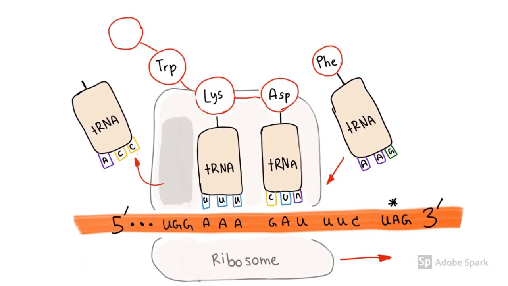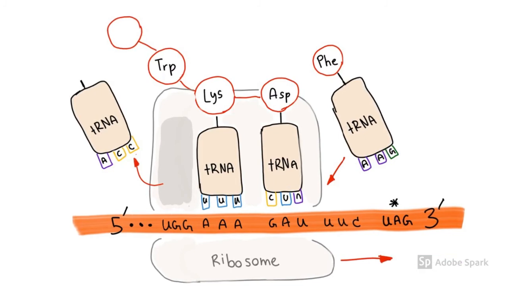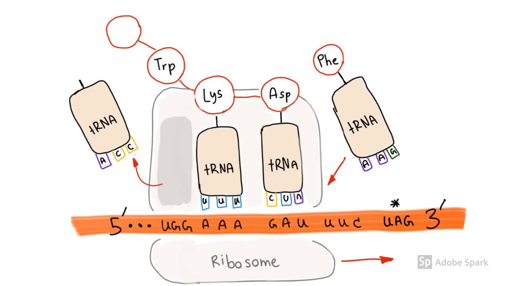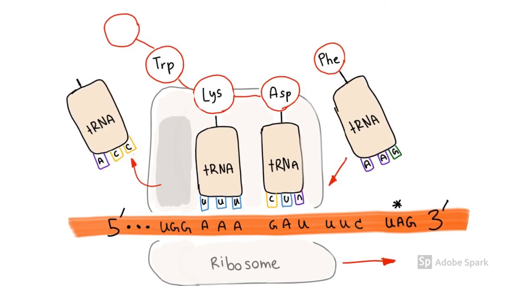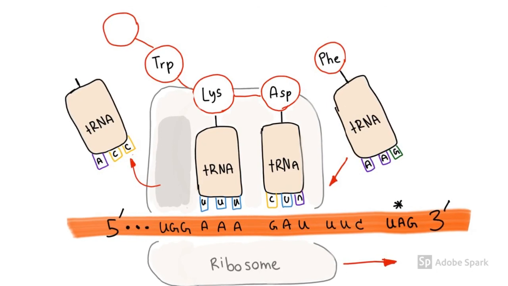This figure shows the whole process of translation. First, tRNA will bind to the start codon, and translation will start from 5' to 3', and it will stop when it sees the stop codon. tRNA will read the code from mRNA and bring the amino acids together to make a polypeptide chain.